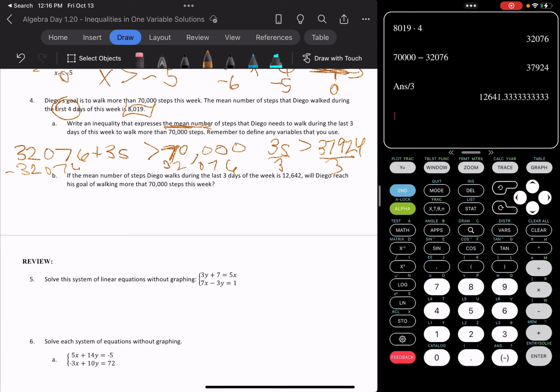And so now we know the average number of steps he would need to take is 12,641.3. So really 12,642. And it says if the mean number of steps he walks is 12,642, will Diego reach his goal of walking more than 70,000 steps? So we know that steps has to be greater than this number, and 12,642 is greater than that, so yes.